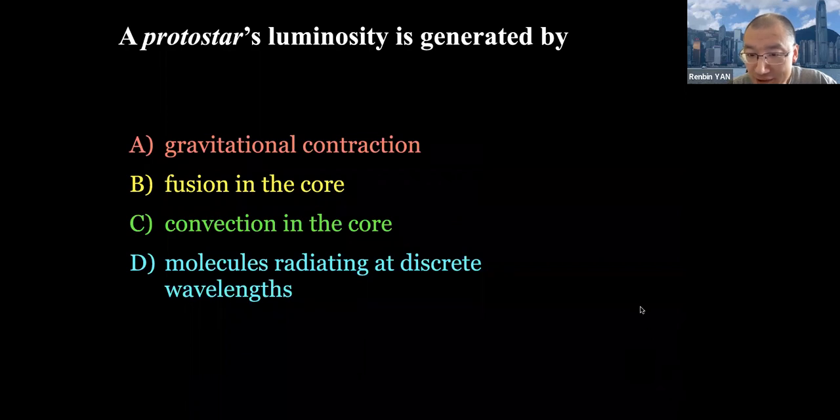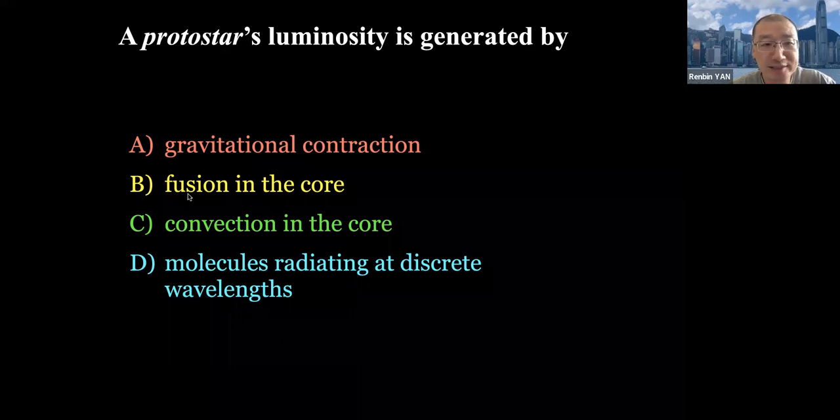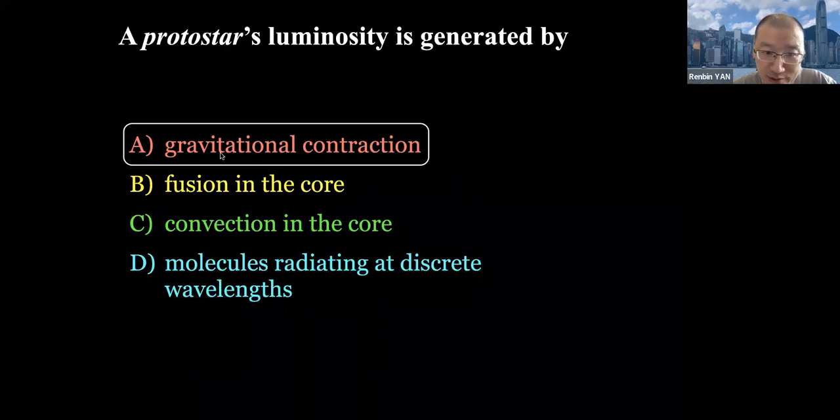Okay, it seems you are pretty evenly split on this question. Half of you say gravitational contraction, the other half says molecules radiating at discrete wavelengths, and some of you say fusion in the core. First, I want to say that it's not fusion in the core, because it's still not a star yet. It's a protostar. If it started fusion in the core, then we would call it a star. So is it gravitational contraction or molecules radiating at discrete wavelengths? The correct answer is A, gravitational contraction.